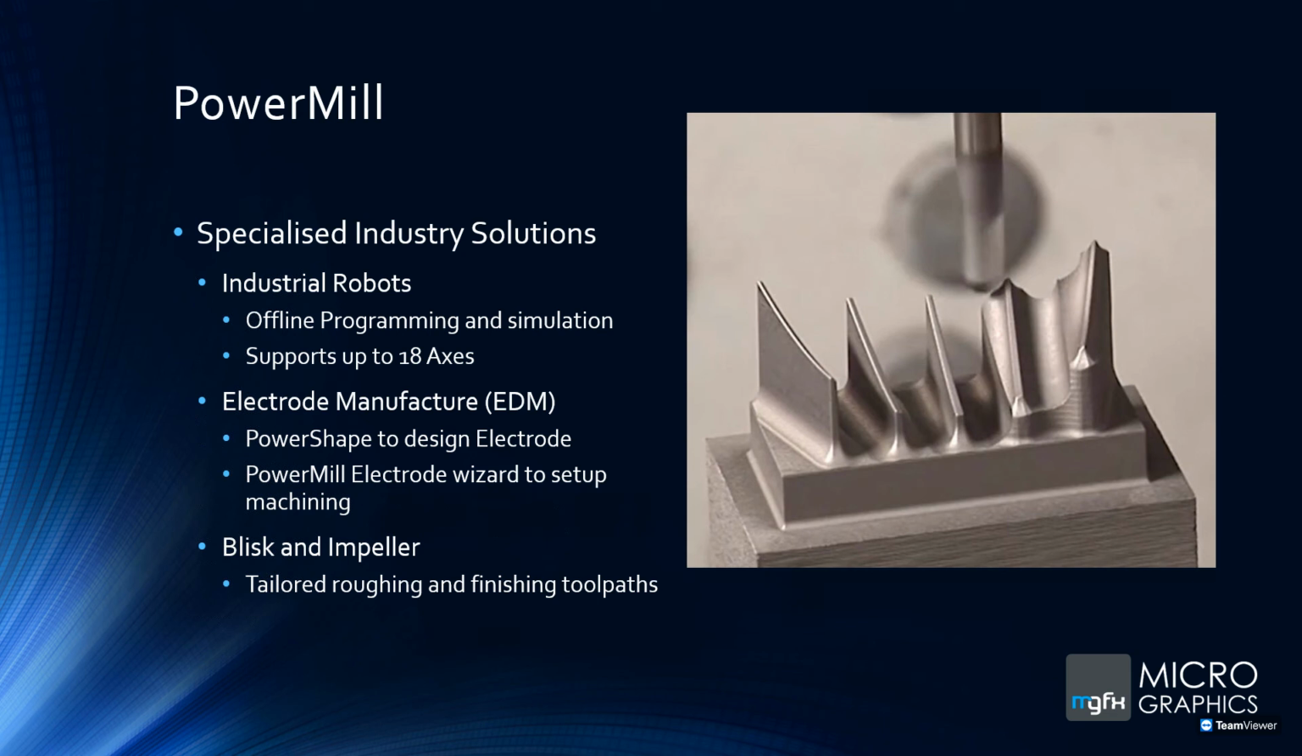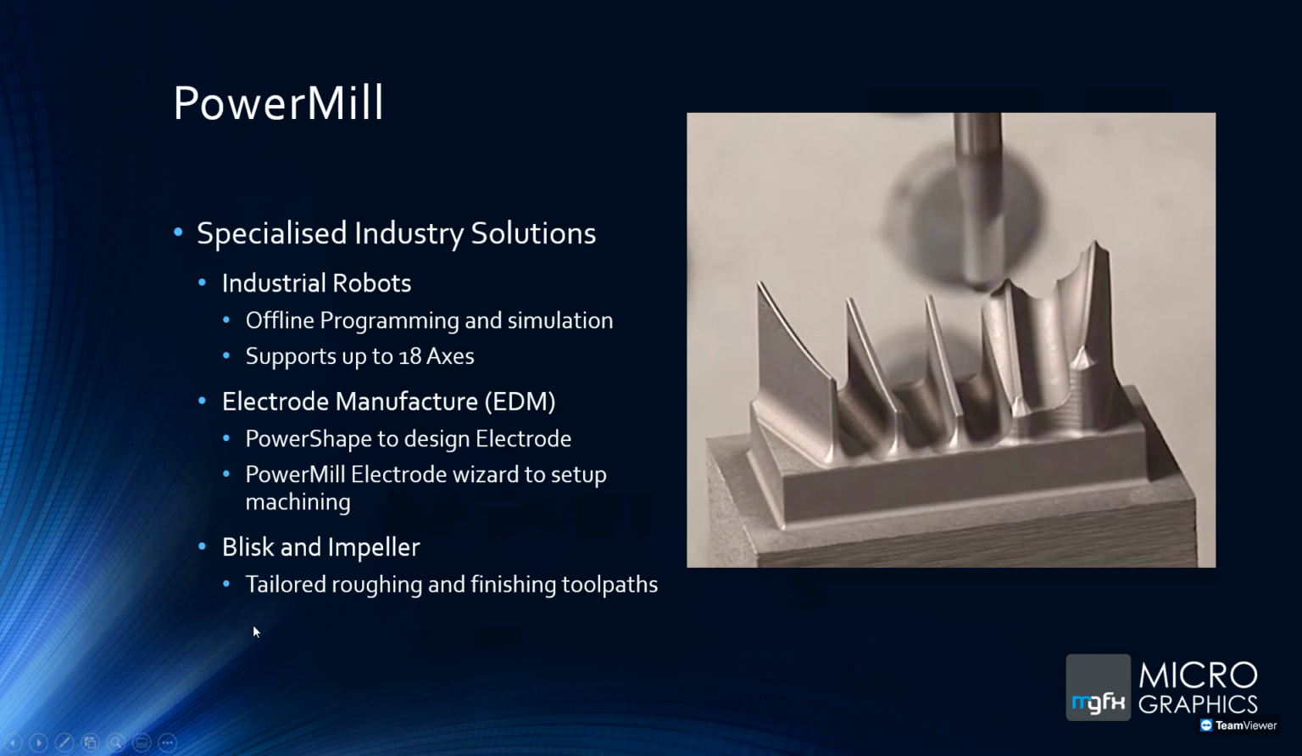So just to go through that again, you would use PowerShape to generate the model of the electrode. There are specific wizards for extracting the required electrode shape and properties, and those properties and shape are then used in the PowerMill electrode wizard for generating the toolpath or the machining operation for that electrode.